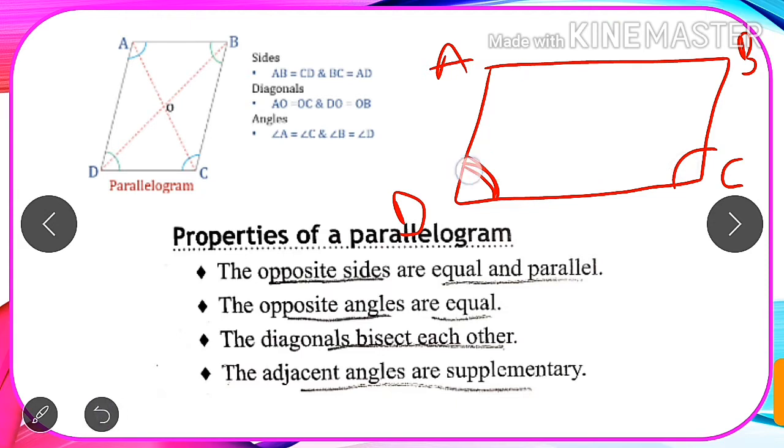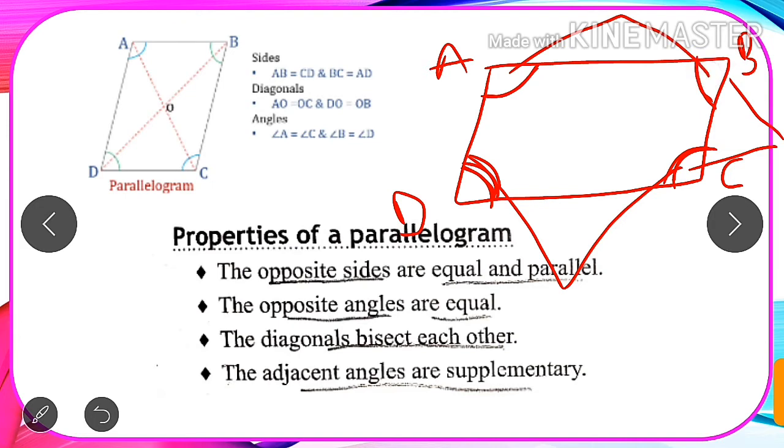So we can say angle D and angle C are adjacent, angle C and angle B are adjacent, angle B and angle A are adjacent, angle A and angle D are adjacent, and the sum of these adjacent angles will be 180 degrees. That means D plus C is 180 degrees, C plus B is 180 degrees, A plus B is 180 degrees, D plus A is 180 degrees. Means the sum of adjacent angles is supplementary. Supplementary means 180 degrees, complementary means 90 degrees.